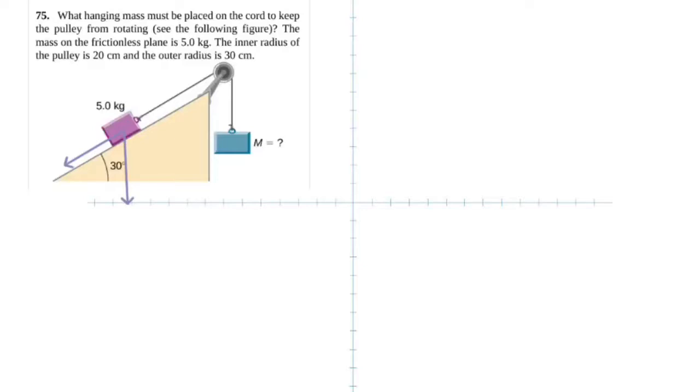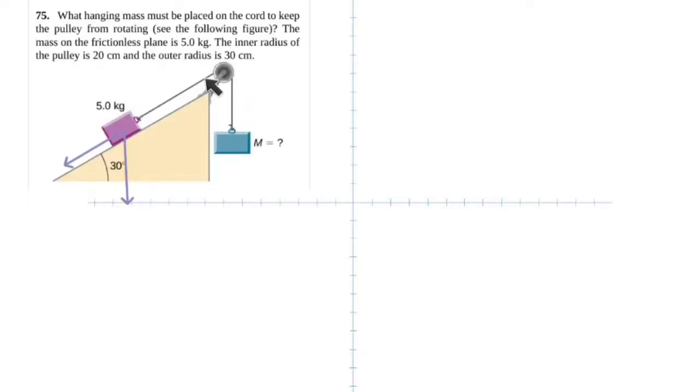This is an interesting question. You have a hanging mass attached to a string passing over a pulley, and there is another mass at the other end that is on an inclined plane of angle 30 degrees. The question is, what hanging mass must be placed on the cord to keep the pulley from rotating? So that means there should be no rotation, which means there should be no motion. So what is the minimum mass that you can keep here so that it doesn't move?